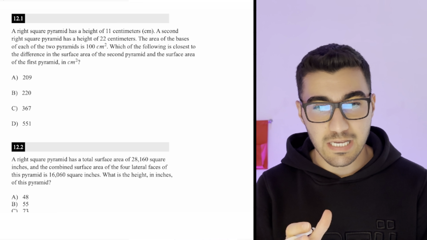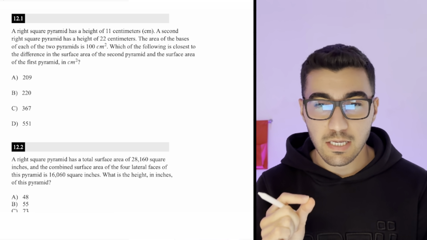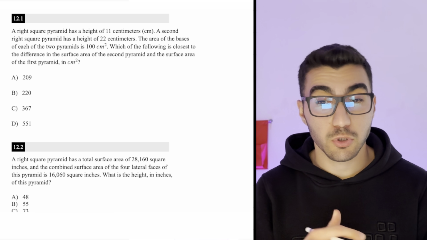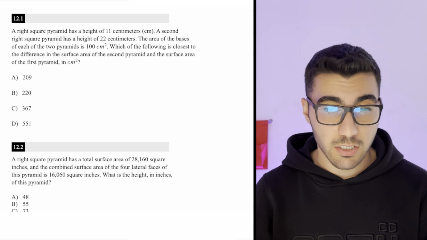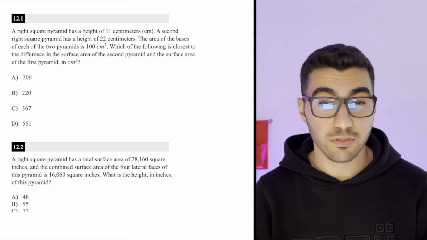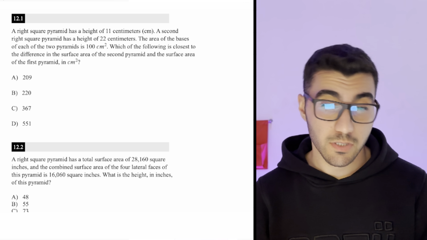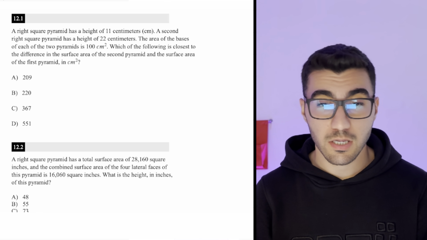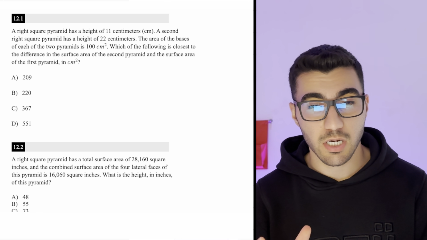A right square pyramid has a height of 11 centimeters. A second right square pyramid has a height of 22 centimeters. The area of the base of each of the two pyramids is 100 square centimeters. Which of the following is closest to the difference of the surface areas of the second and the first pyramid? So we're going to find the difference between surface areas.